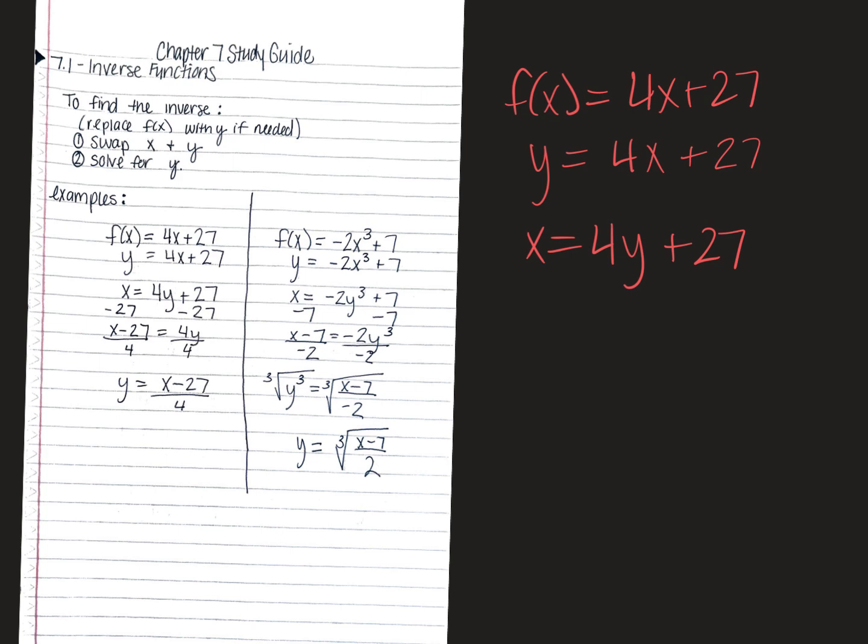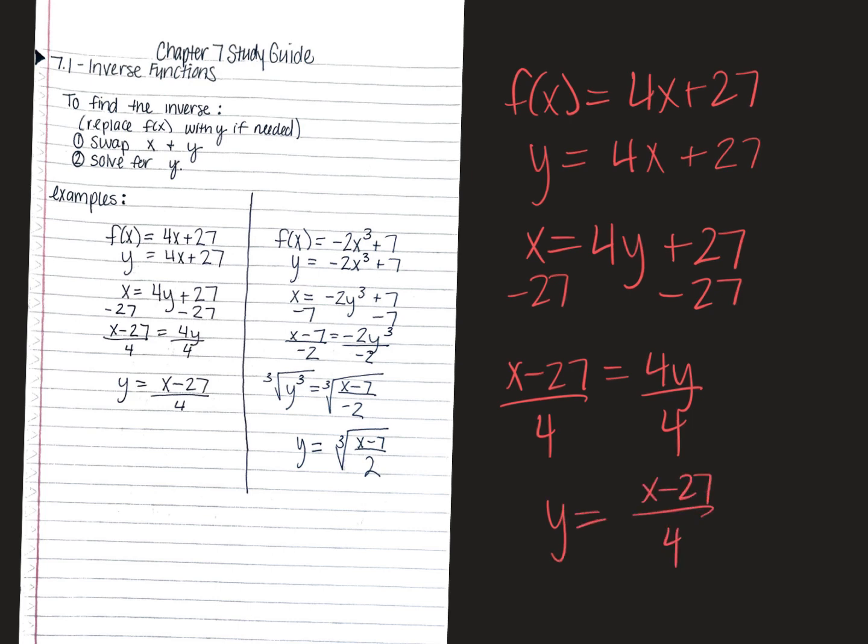Yes, now we need to get y by itself. So I'm going to subtract that 27 over. So then I have x minus 27 equals 4y. And then I'm dividing by 4. So y is x minus 27 over 4. And you're done. That's as far as you can go.